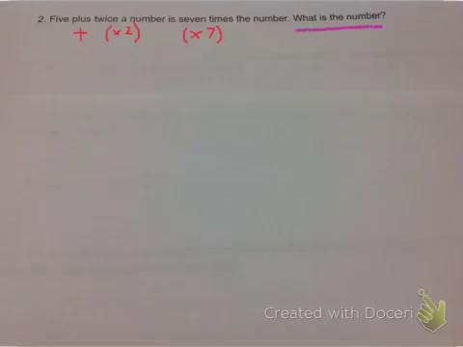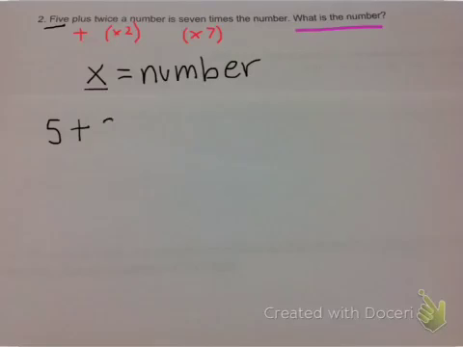So the first thing I want to do is I want to define my variable. Since it says what is the number, well, I know that that's what I'm trying to solve, so I'm going to say that x equals the number. Now we're just going to translate from left to right as I read. So 5 plus twice a number. So since the number is x, I say 2x is.